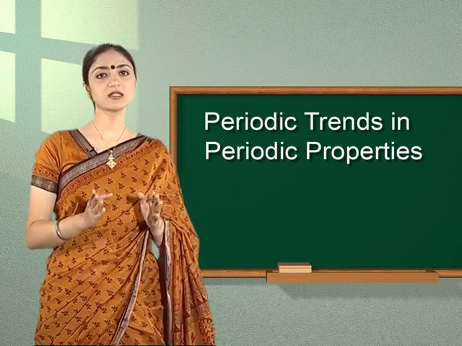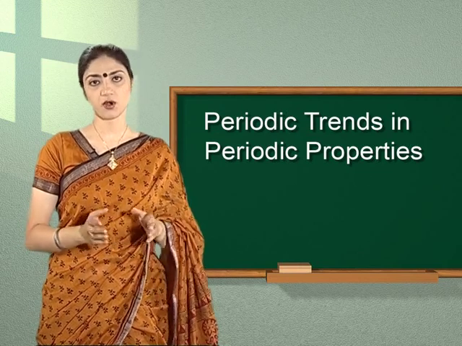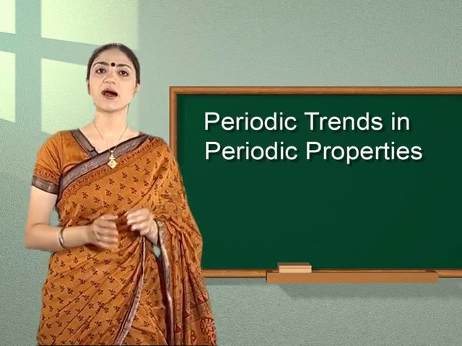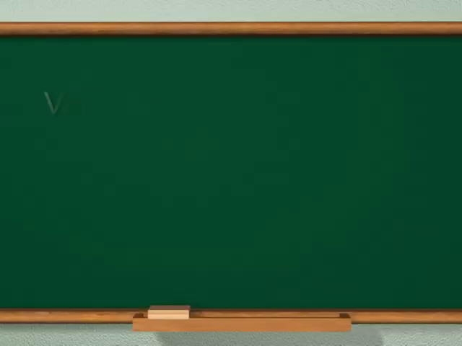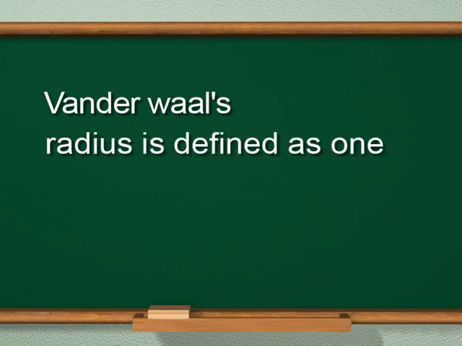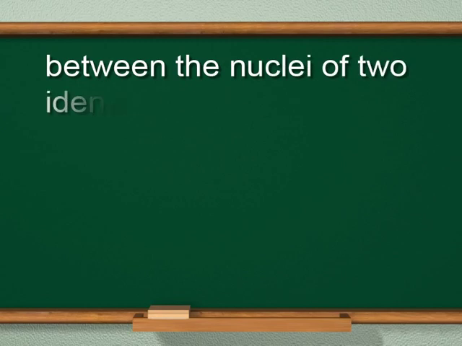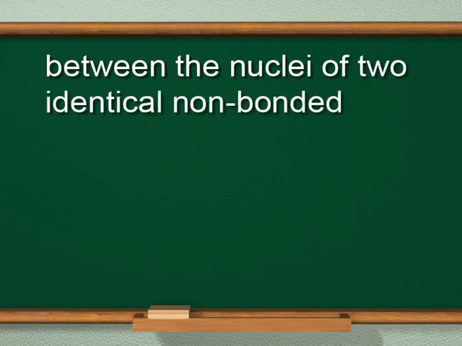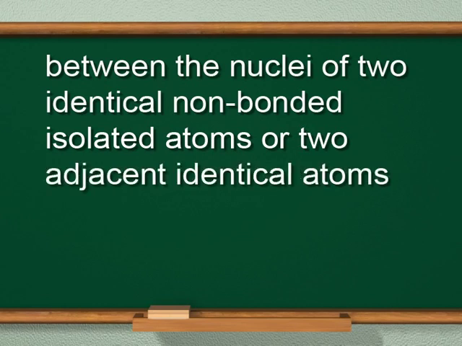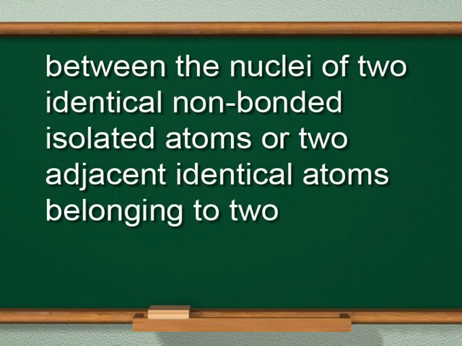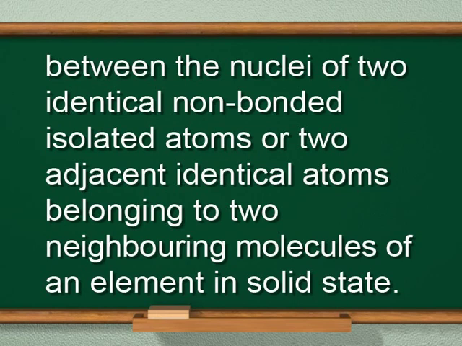Students, forces existing between the non-bonded isolated atoms or neighboring molecules are the weak van der Waals forces of attraction. So, van der Waals radius is defined as 1/2 of the distance between the nuclei of two identical non-bonded isolated atoms or two adjacent identical atoms belonging to two neighboring molecules of an element in solid state.